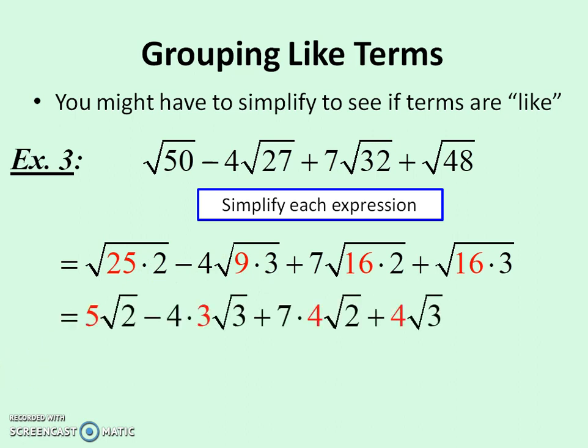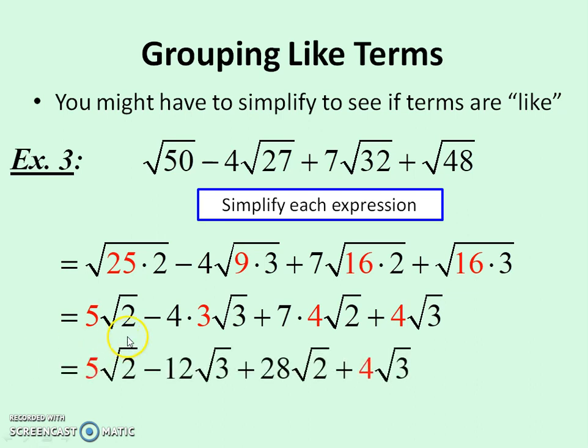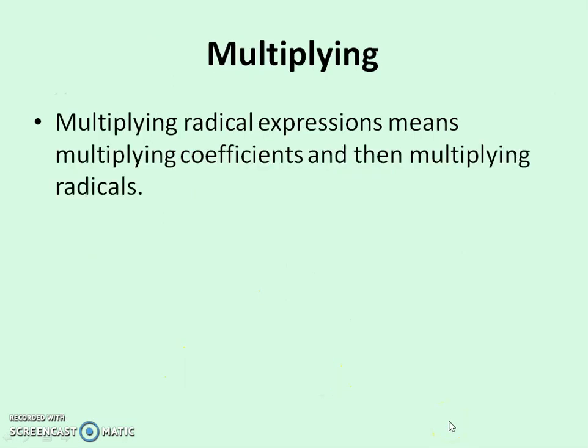Now I do have like terms. Now I have a root 2 and another root 2. Those are like terms. So 5 plus 28, it's 33 root 2. And these two terms are like terms because they both have a root 3. That's how that simplifies. Negative 12 root 3 plus 4 is negative 8 root 3.